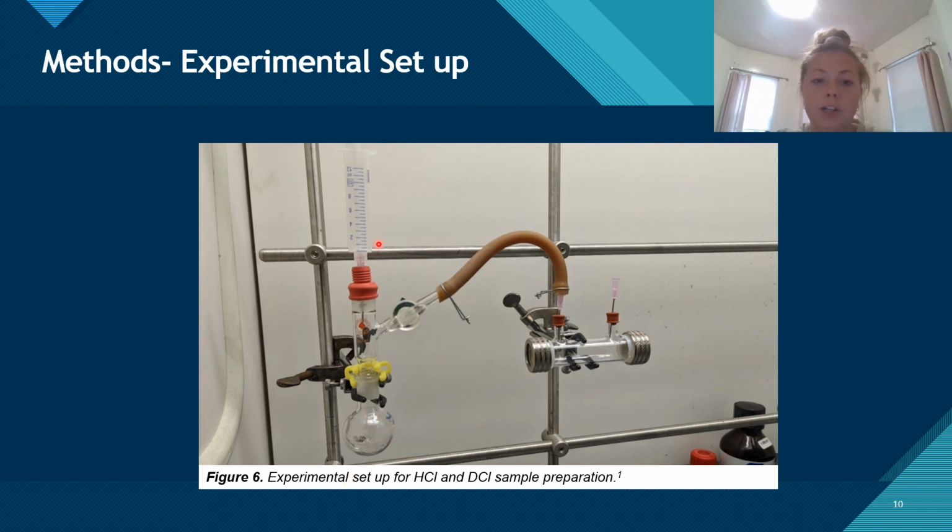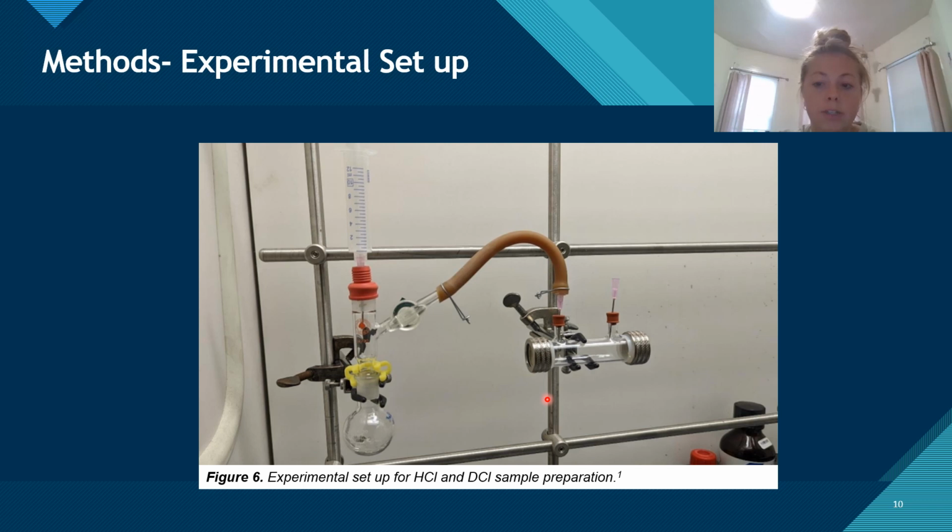After that was added, we ensured everything was set up correctly with clamps and grease, and all of the valves were in the proper orientation. Once everything was secure, we opened the valve and added 4 milliliters of protonated sulfuric acid to the round bottom flask. This was done very slowly.